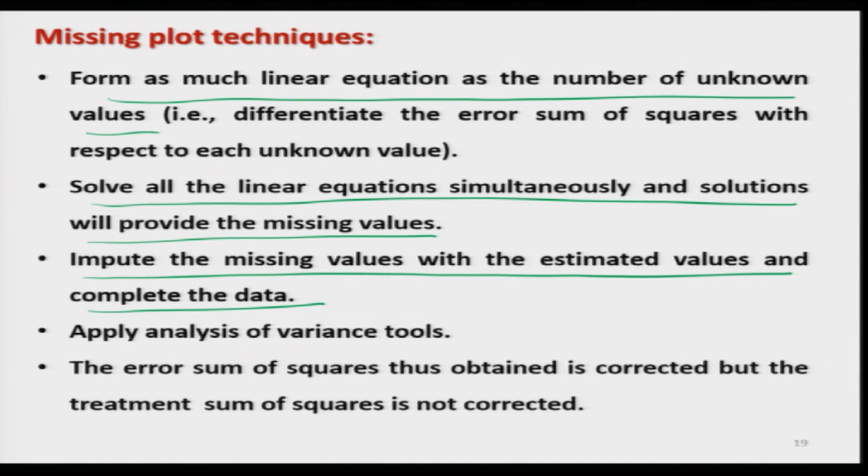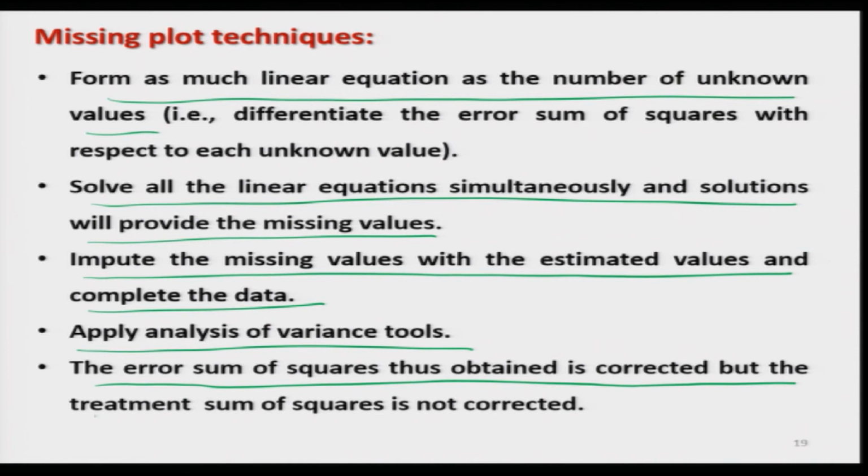Now, after this you just apply the analysis of variance tool. For example, in this case we are talking of the analysis of variance tool, but you can apply whatever statistical tool you are trying to use. And after that we have to make a certain adjustment that we will discuss. So, one adjustment is that the error sum of squares thus obtained is corrected, but the treatment sum of squares is not corrected. That is what you have to keep in mind, because we are assuming that some values are unknown because they are missing.